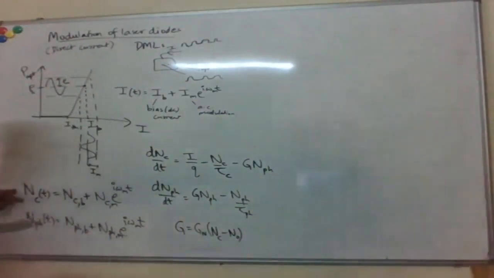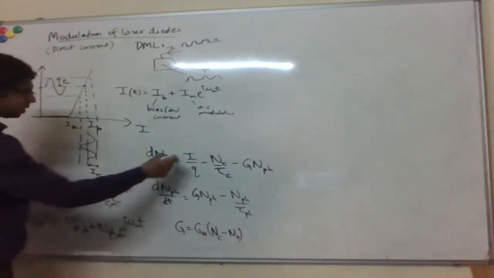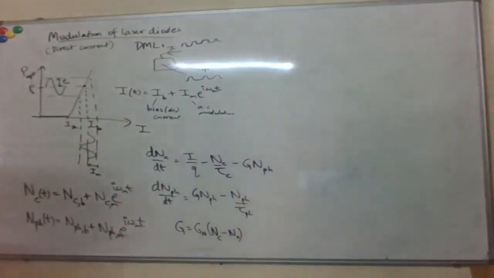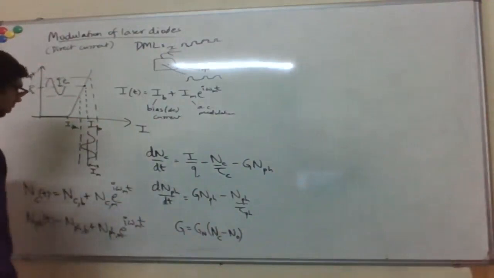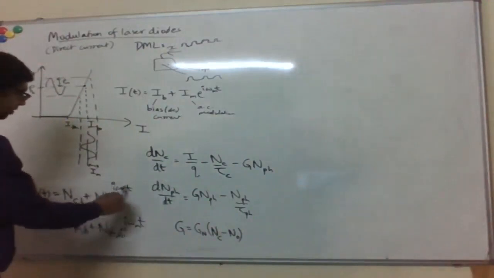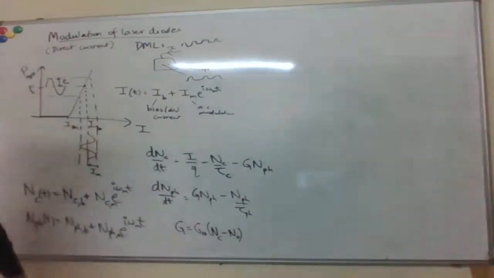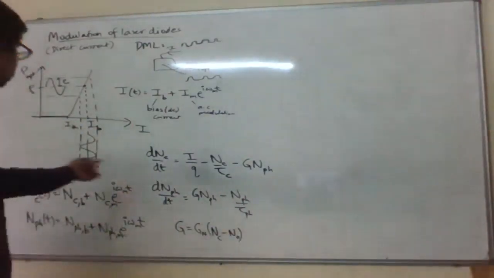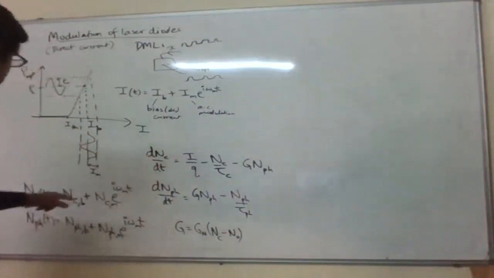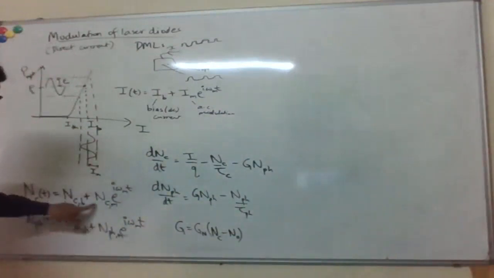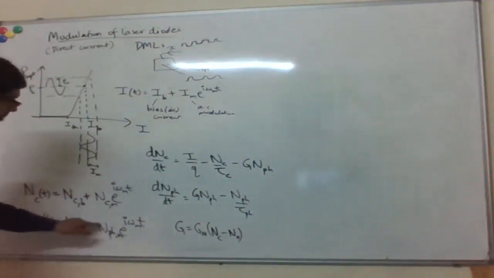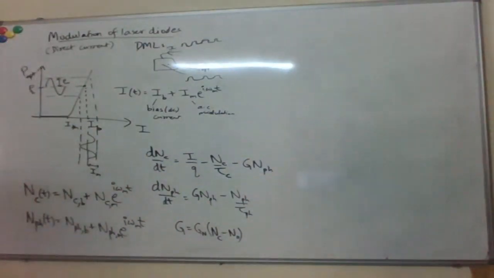Yeah, right. So now we have two variables here. Basically, you can plug these solutions into these equations, right? And then compare the DC terms on both sides and the time varying terms on both sides, just like we did for the LED, except we had only one equation there. Now we have two equations, so we have two unknowns to solve for, this NCM and N photon M. But the procedure is the same, straightforward.